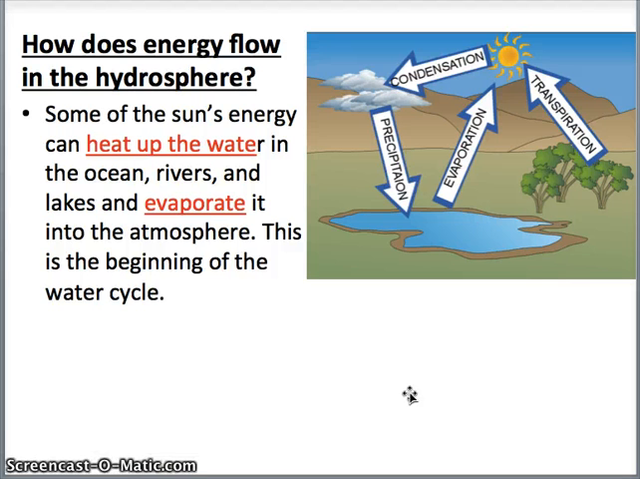And lastly, let's talk about how does energy flow in the hydrosphere. Remember, the hydrosphere includes the water on the earth. And this is review too. The sun will heat up the water in different parts of the world. And when it heats up, it will actually escape into the atmosphere. We call that evaporation. When it evaporates into the atmosphere, it can condense and then precipitate back. We call this the water cycle. So the sun powers the hydrosphere as well.